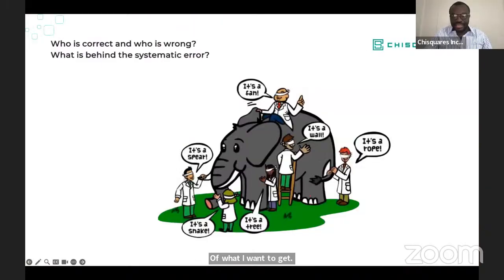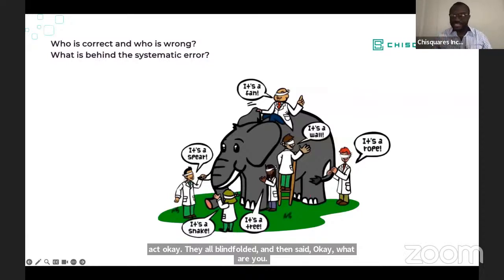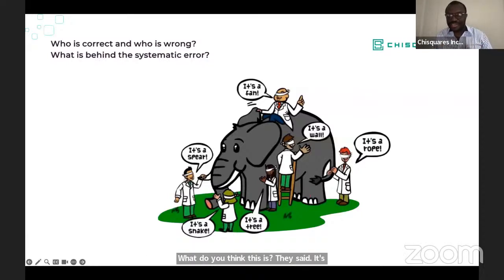Absolutely, right? Now, I'm sure you've heard of the analogy of the elephant, where different folks were asked, all blindfolded, what they think this is. They said it's a fan, it's a spear, it's a snake. Now, who is correct and who is wrong? And if they're wrong, why is there so much error? What is the reason for the systematic error here?